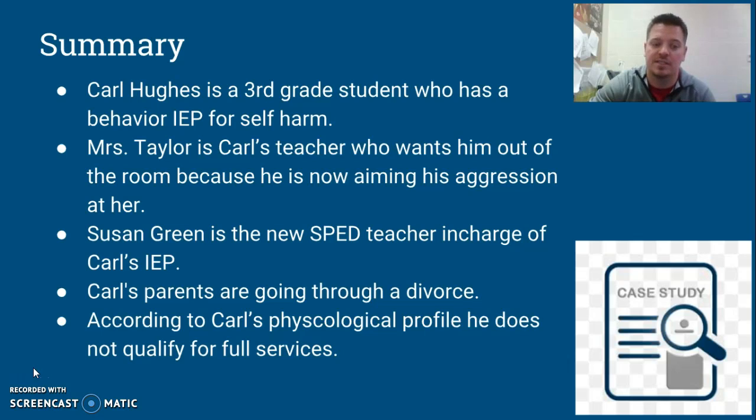So, a summary of the case is about a student named Carl Hughes. He is a third grade student who has a behavior IEP for self harm. Miss Taylor is Carl's teacher, who wants him out of her room because he is now aiming his aggression at her. He sharpened a pencil and threw it at her, and she came into Miss Susan Green's office really upset, wanting him removed from her class.